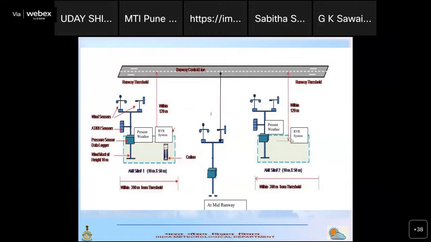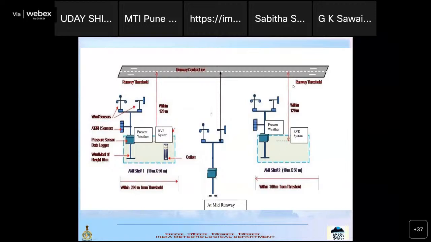We have to install the instruments within that limit, within that distance: 120 meters from the central runway line and 300 meters from the end of the runway. This site dimension is 10 meter by 50 meter, and within this site dimension only we have to install all instruments.